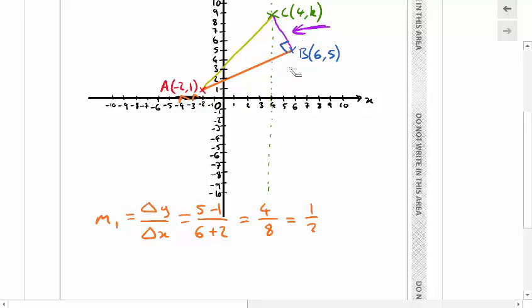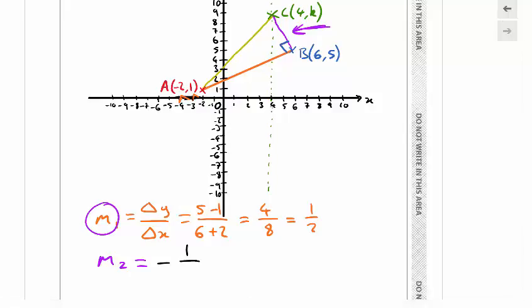Now, because the gradient of my purple line must lie perpendicular to my orange line, this is what this perpendicular sign means. I'm told that in the question, all right? So therefore, I'm going to have to find out the gradient of my second line. Well, it's just going to be the negative reciprocal of that line. So it's going to be negative 1 over my orange line.